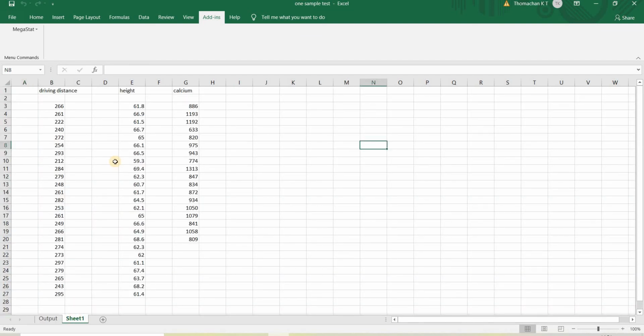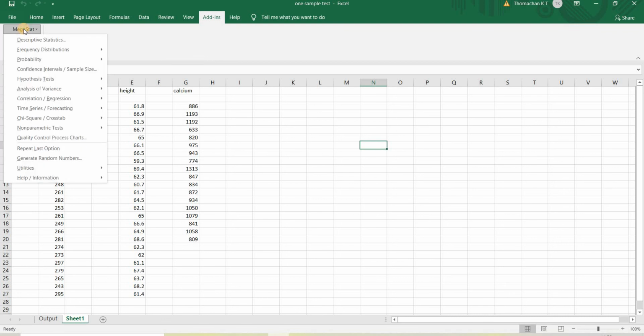Consider another case. This is the example of calcium we have discussed earlier. It is stated that the daily calcium requirement for a healthy life is 1000 mg. We want to know whether people below the poverty line get this much calcium intake per day.